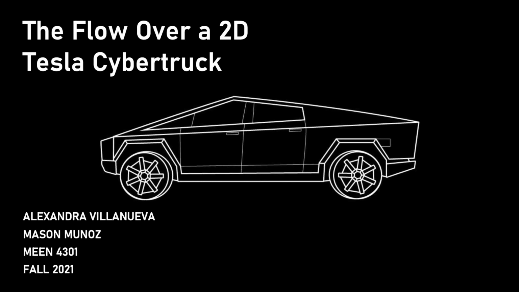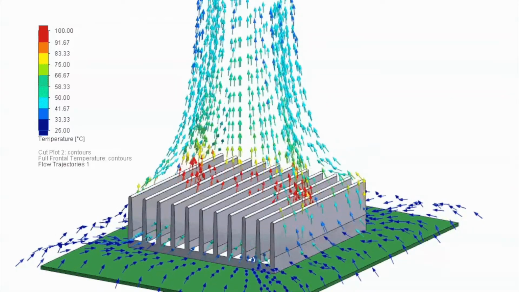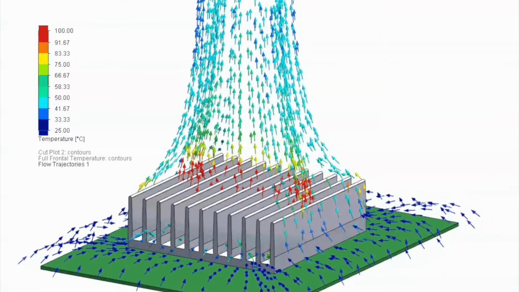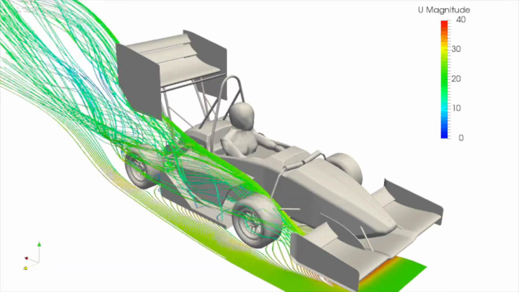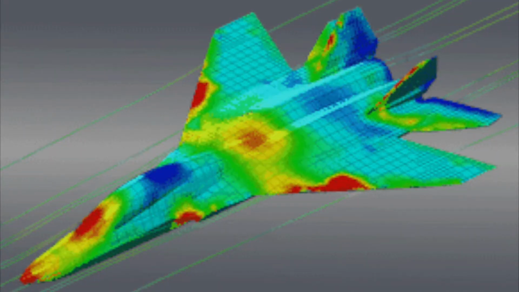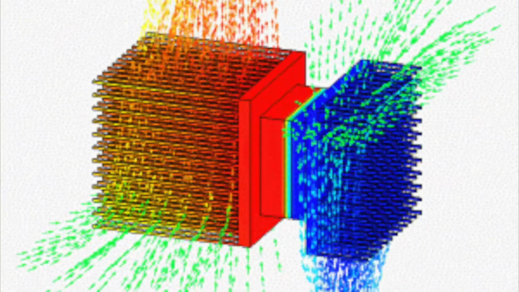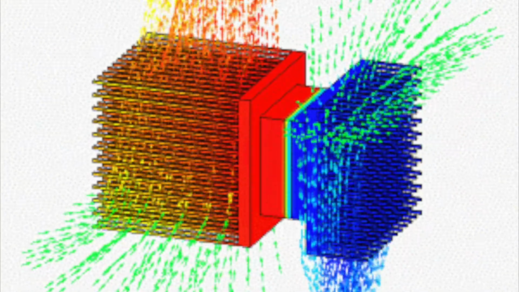We did our CFD project over the flow over a 2D Tesla Cybertruck. CFD, or computational fluid dynamics, is the use of computers and numerical methods to solve problems involving fluid flow, heat transfer, and other things. This powerful technique spans a wide range of industrial applications such as aerodynamics of vehicles and electrical cooling of equipment. CFD analysis reduces long hours of design, prototyping, development, and testing.